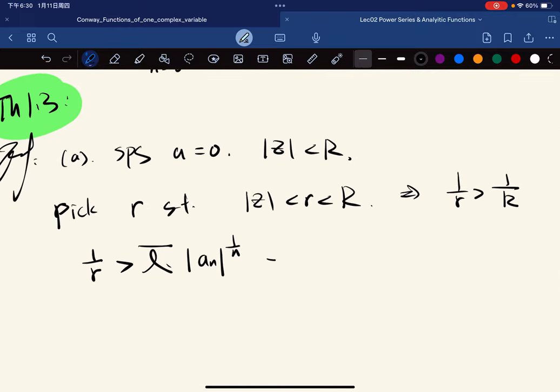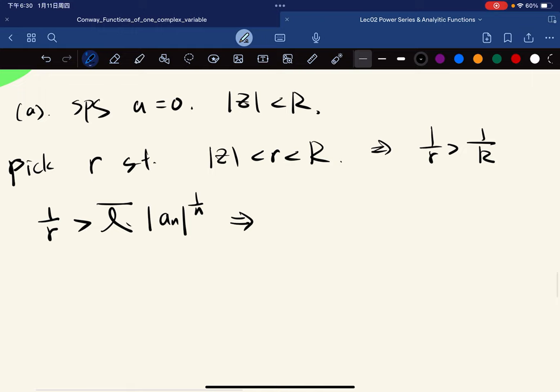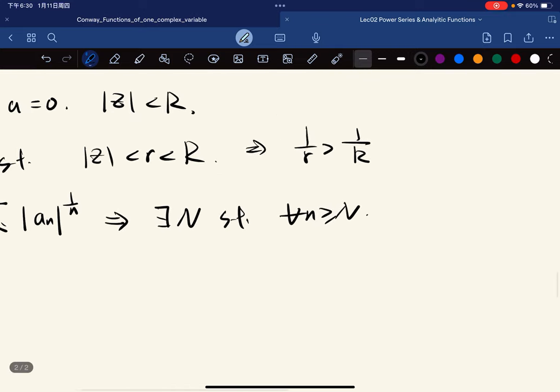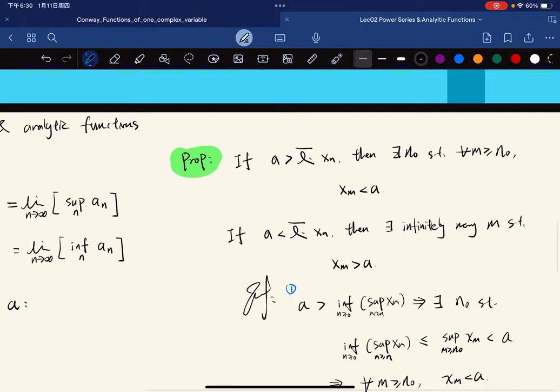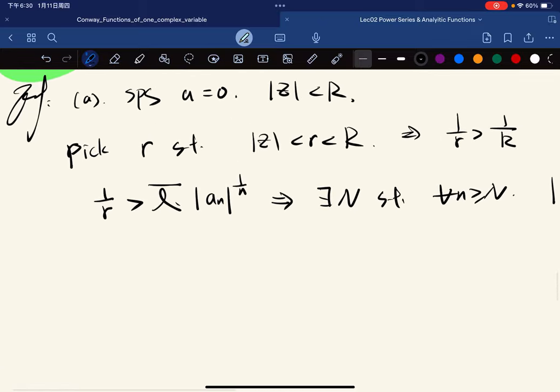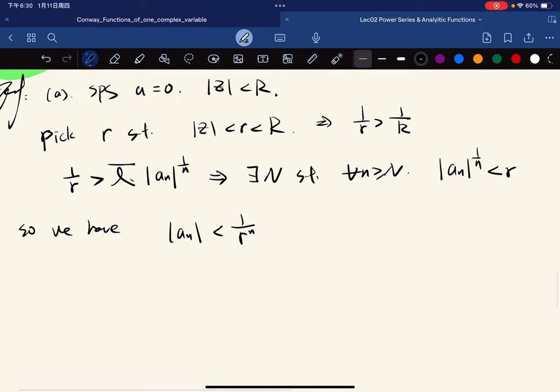Recall from our previous proposition, if it's greater than the limit, then there exists N such that for any n greater than N, it's strictly less than 1 over r. So we have |a_n| is less than 1 over r to the n. We take the nth power on both sides, and multiply z^n back in. It's going to be less than (|z|/r)^n.